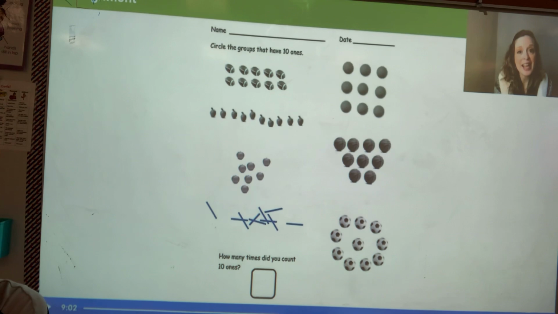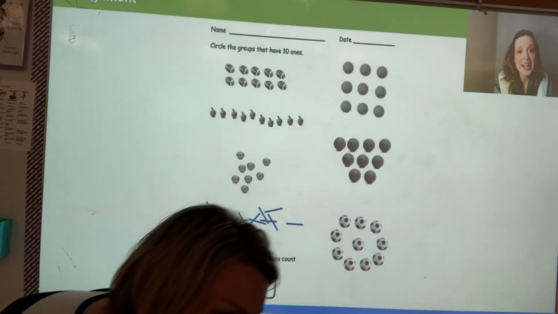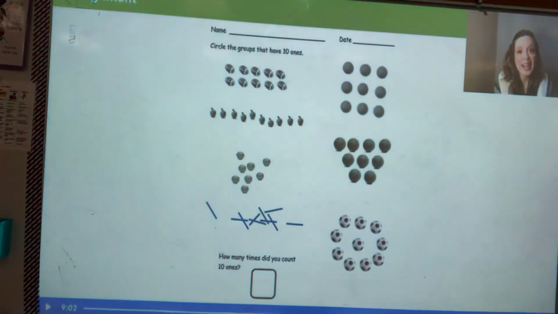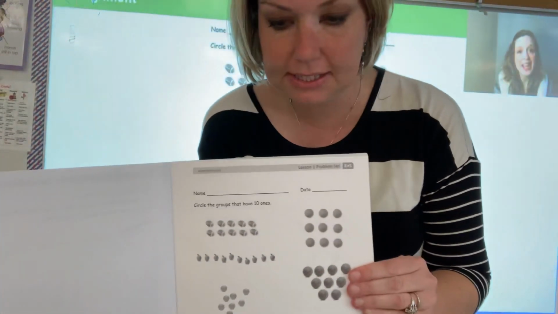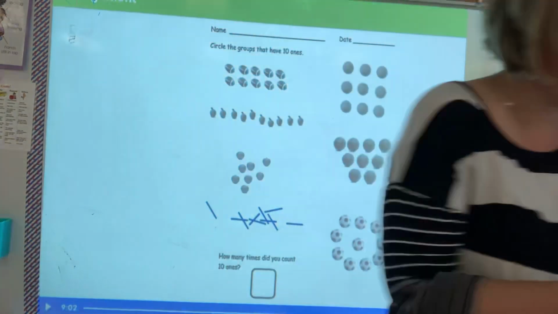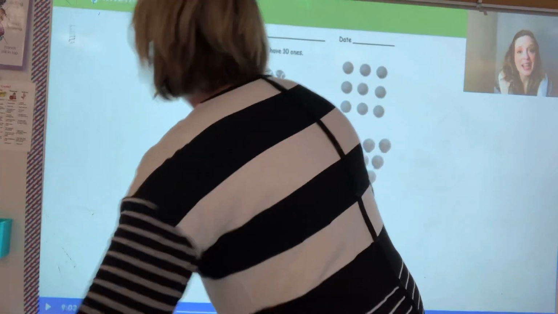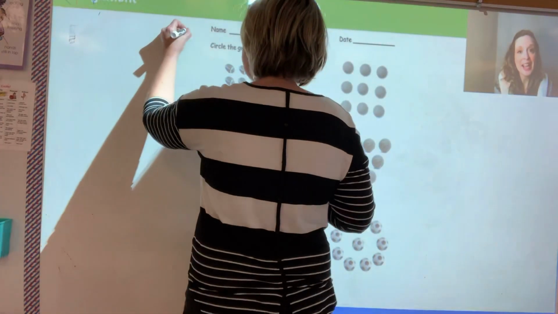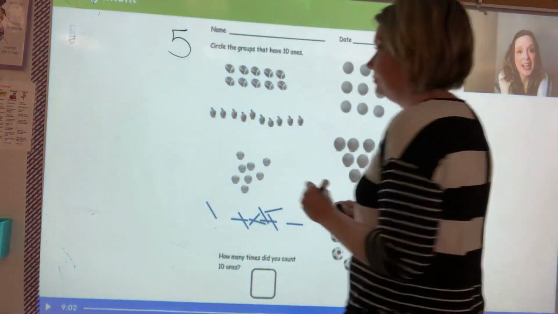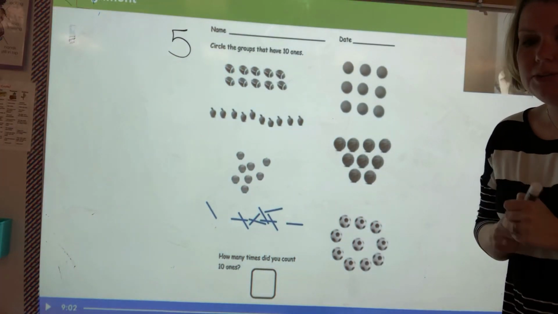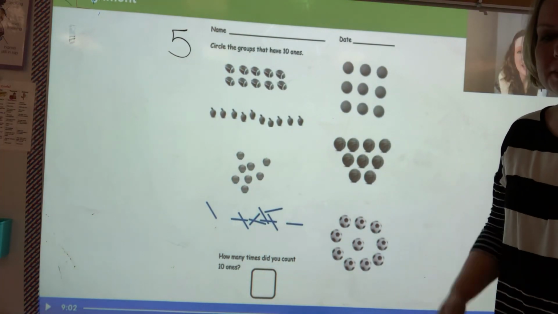Great job, friends. Now I'd like you to get back out that handy dandy math book and just turn 1 page to page 5. Looks like this. When you have your math book ready, give me a thumbs up.